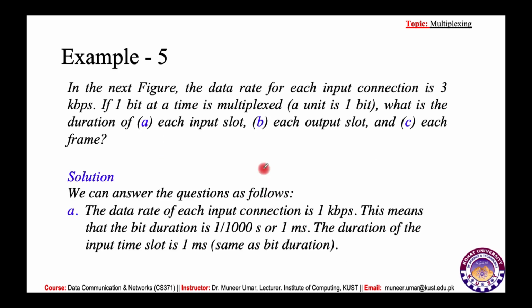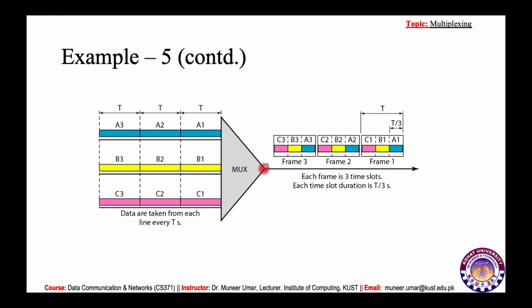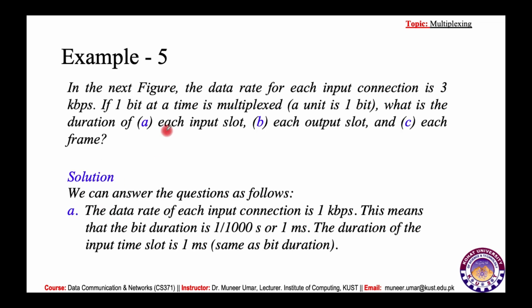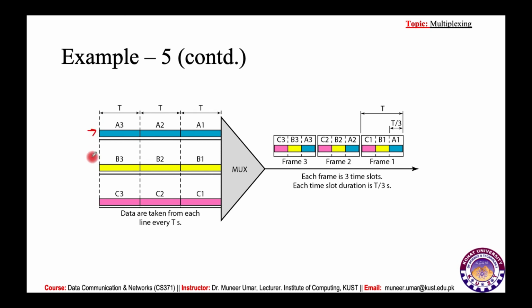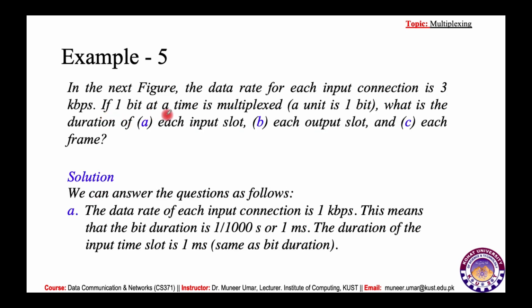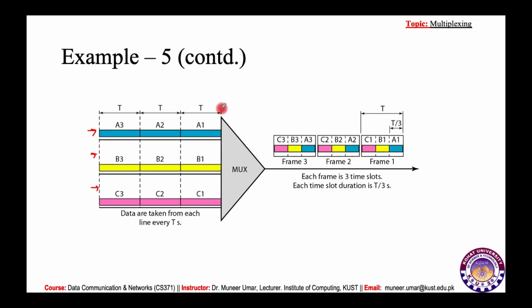We have an example for synchronous time division multiplexing. This is the figure. Here we have 3 users, A, B, and C. Now consider this figure. The data rate for each input connection is 1 kbps, 1 kilobit per second. If 1 bit at a time is multiplexed, a unit is 1 bit. What is the duration of each input slot, each output slot, and each frame? So here, what is the time for this entire frame, and this single block in the frame for device A?